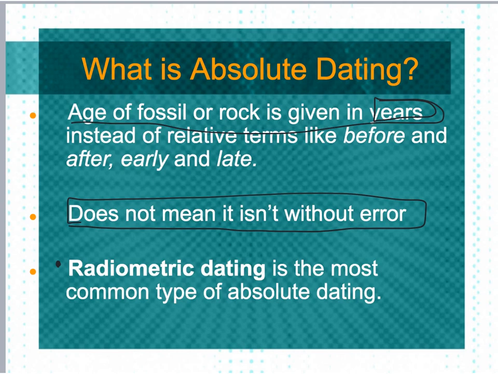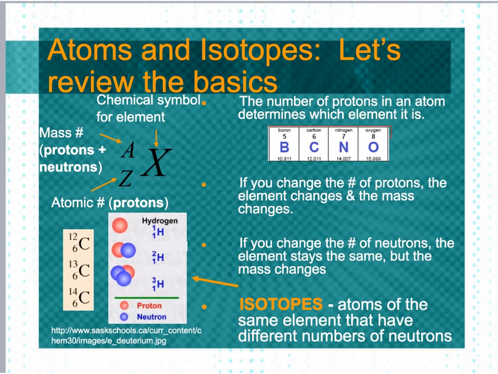Radiometric dating is the most common type of absolute dating, so that's what we're going to spend most of our time on. When I refer to absolute dating, I'm basically referring to radiometric dating. There are a couple of other methods, but this is what we stick with. So let's talk about radiometric dating. Before anything else, you need to know a little more. We talked about this at the beginning of the semester, but let's make sure we understand. You do want to write this entire slide down, and I know that might take you a second, so pause if you need to.